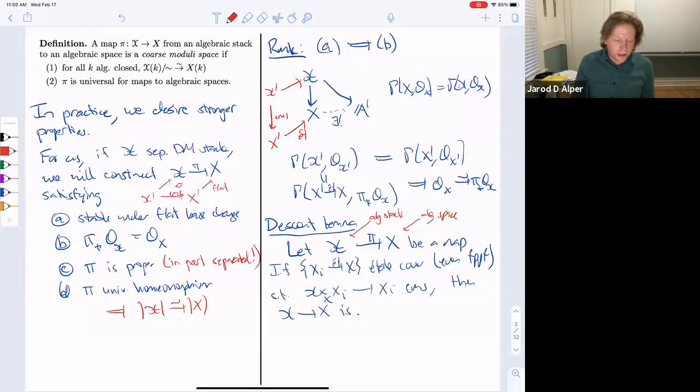The first property is just a condition on geometric fibers, so that can be checked after an étale base change. And the second property as well, you need to use descent for morphisms. But I'll leave the details to you. We'll use this. Any questions on these first properties?